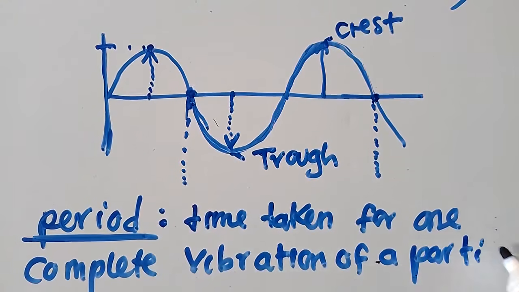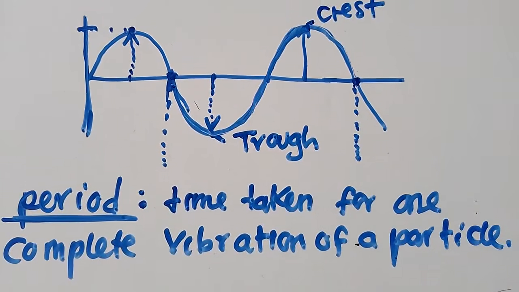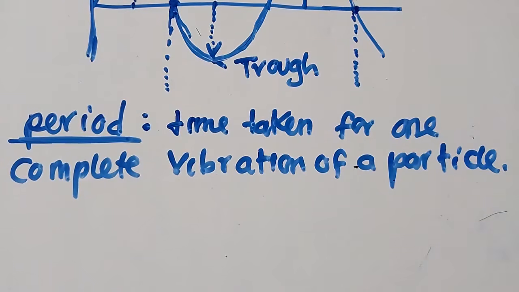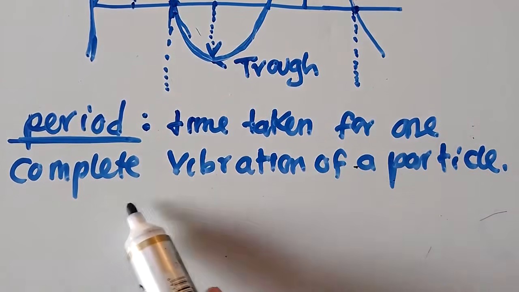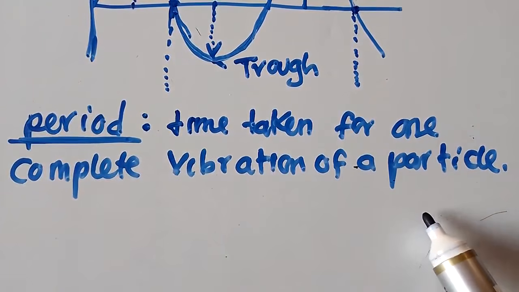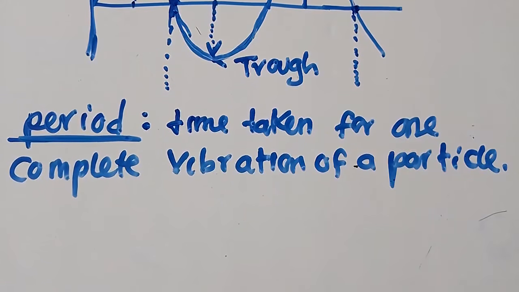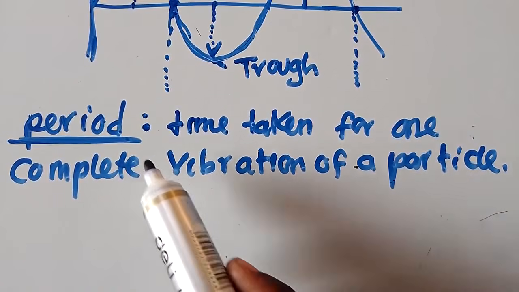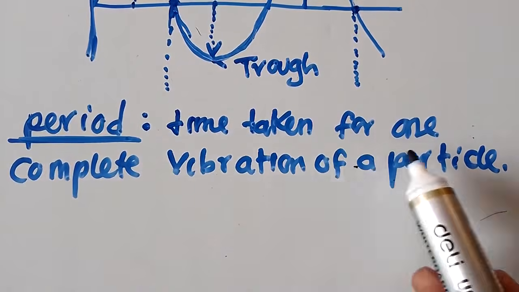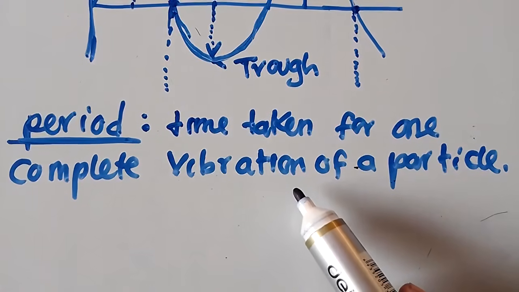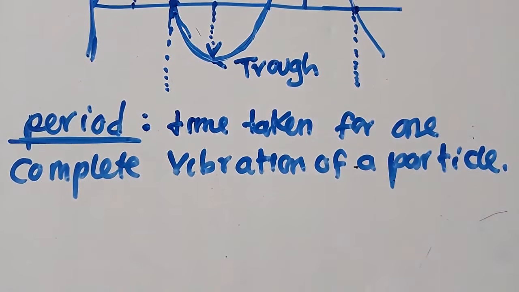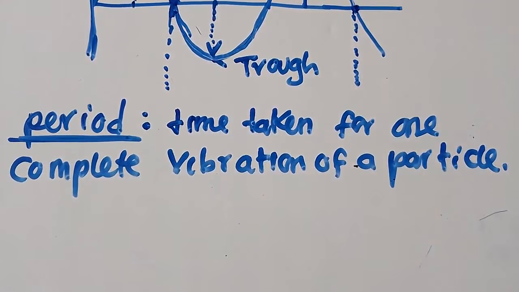This is what you need to know and understand. Each time you are talking about period, you are just talking about the time taken for one complete vibration of a particle. So one complete vibration of a particle is called the period. We define the period of a wave as the time taken for one complete vibration of a particle. This is what you need to understand. In other words, period means how long it takes to make one wave.